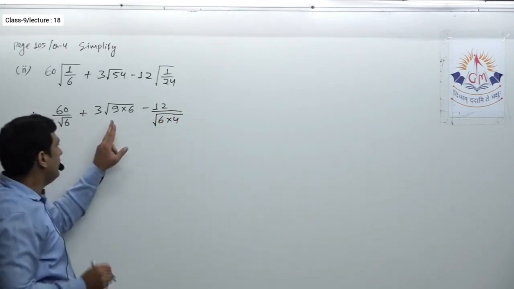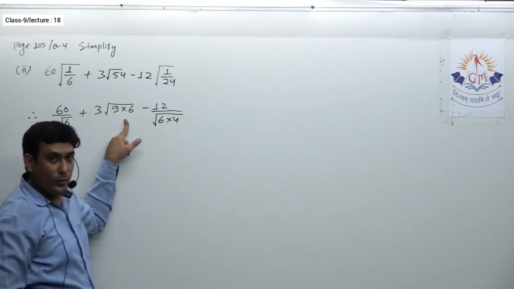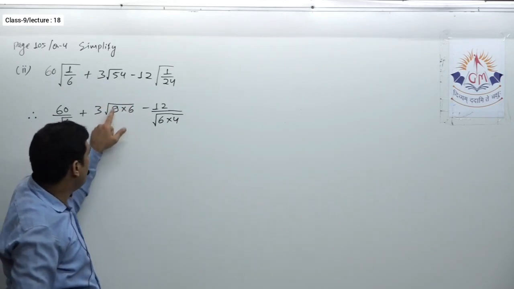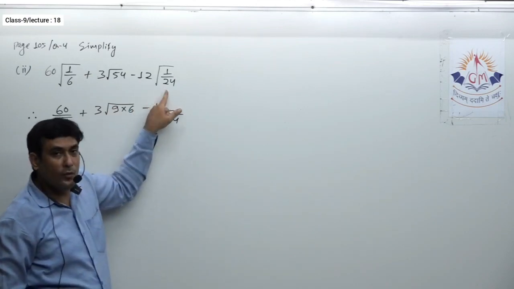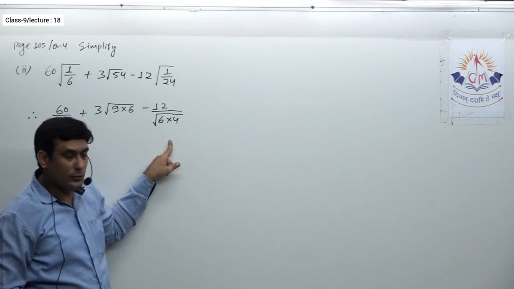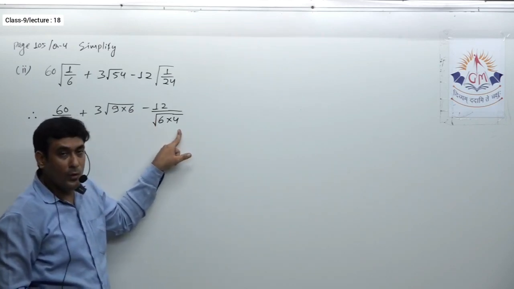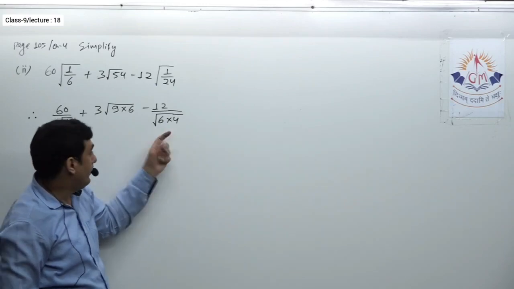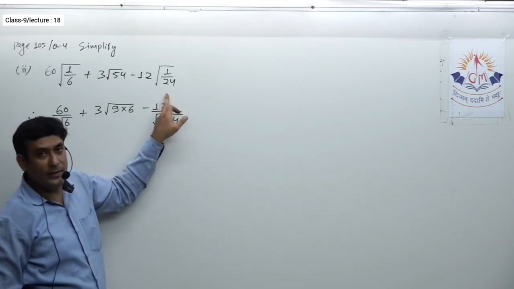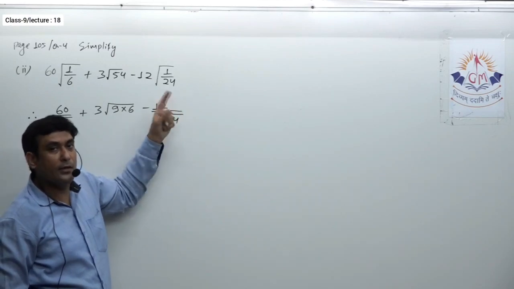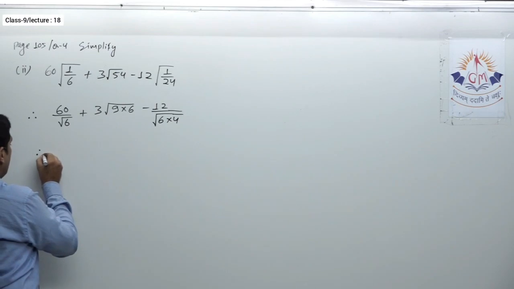I wrote 54 in such a way that at least one number is a complete square. I could write 27 multiplied by 2 as well. Similarly, root 24 can be written as 8 into 3 or 12 into 2, but I wrote 6 into 4 because 4 is a complete square. If you are not able to see this directly, then find the factors, that means directly find the square root of 24 by the prime factorization method.